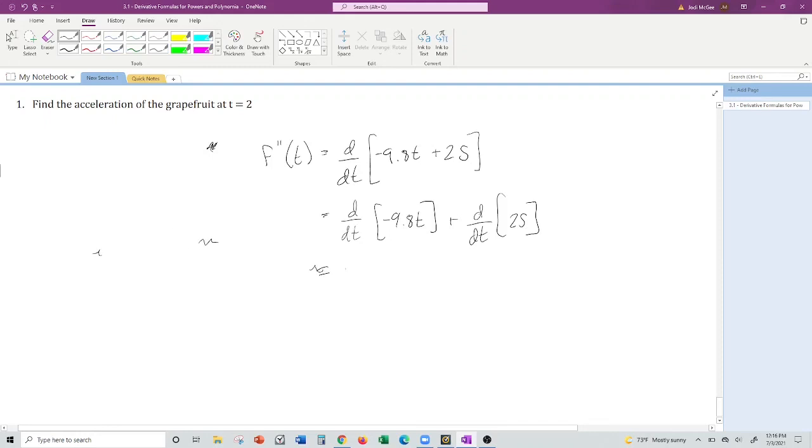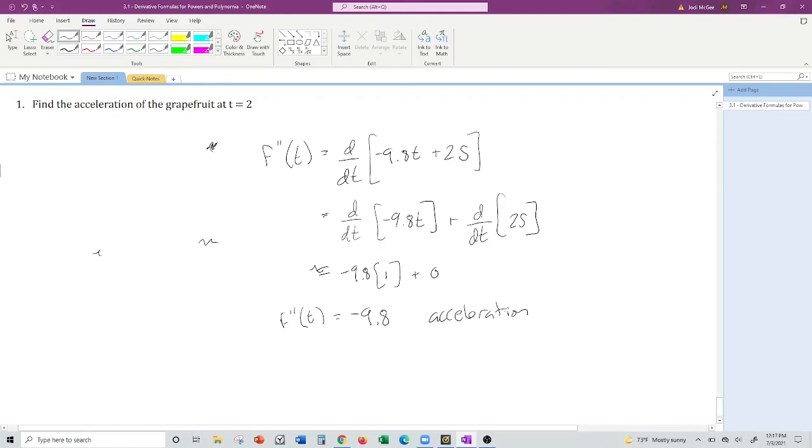Alright, equals. So we have a constant multiple here. We can pull out the negative 9.8, and then we'd be left with the derivative of t with respect to t, which again we've done several times. It's just going to be 1. So times 1. And then we have the derivative of 25, which again is a constant. So the derivative of a constant is 0. So our second derivative, which is our acceleration, is negative 9.8.